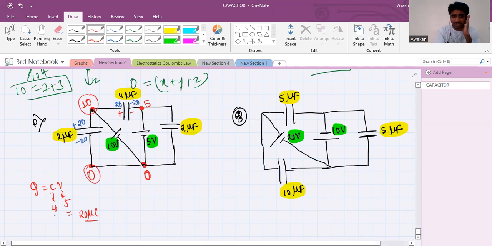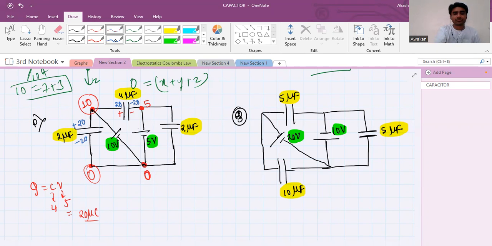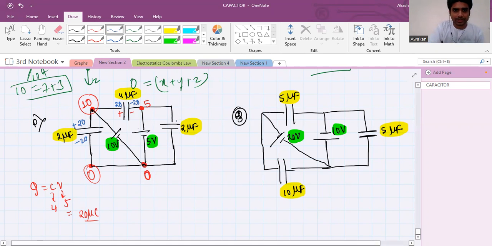Yes, right sir. Tell for the next one. 5 twos are 10, so the top one will be 10 CV and bottom one will be minus 10, so plus 10, minus 10. Clear? Yes sir. Solve the second one.